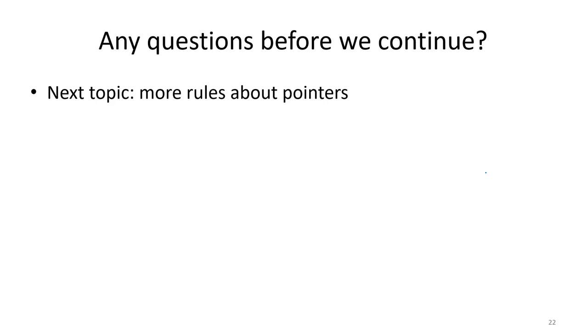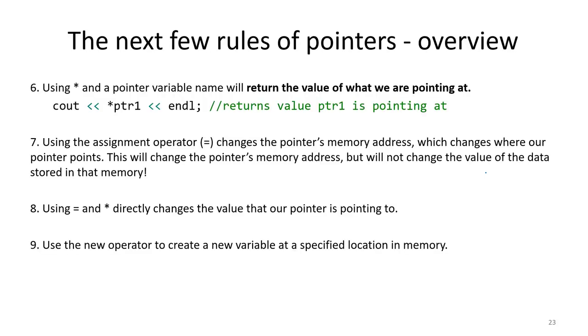Let's now cover a few more rules about using pointers in programs. Let's continue with rule number 6. We covered rules 1 through 5, and so now 6 is getting a little bit more fancy. Rule number 6 says that if we use the asterisk and a pointer variable's name, that will return the value of whatever we are pointing at.